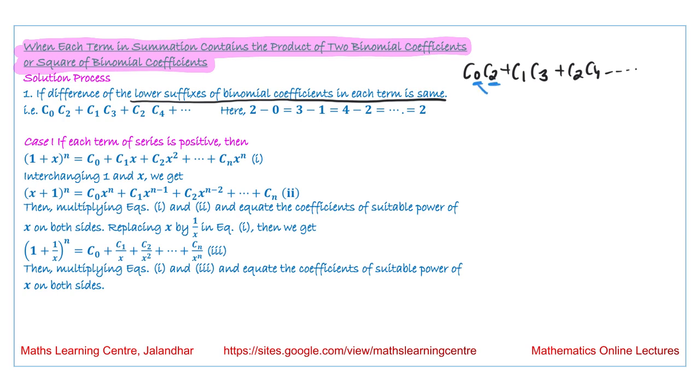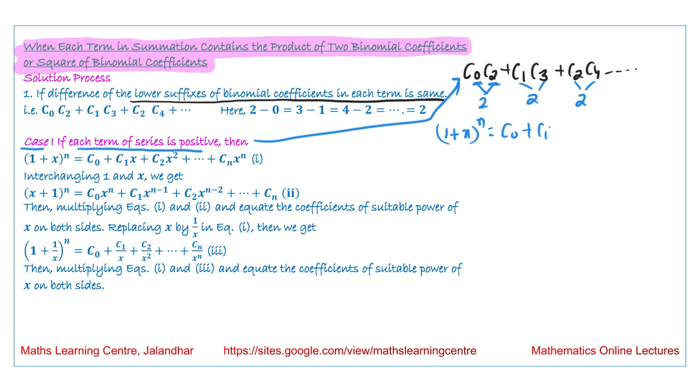The difference between these two is 2, the difference between these two is 2, the difference between these two is 2. Then in the first case, if each term of the series is positive, we are talking about 1 plus x raised to the power n, that is equal to c naught plus c1x plus c2x square plus so on up to plus cn x raised to the power n. Now if we interchange 1 and x, we will have x plus 1 raised to the power n, that is equal to c naught x raised to the power n, c1x raised to the power n minus 1, so on up to plus cn.